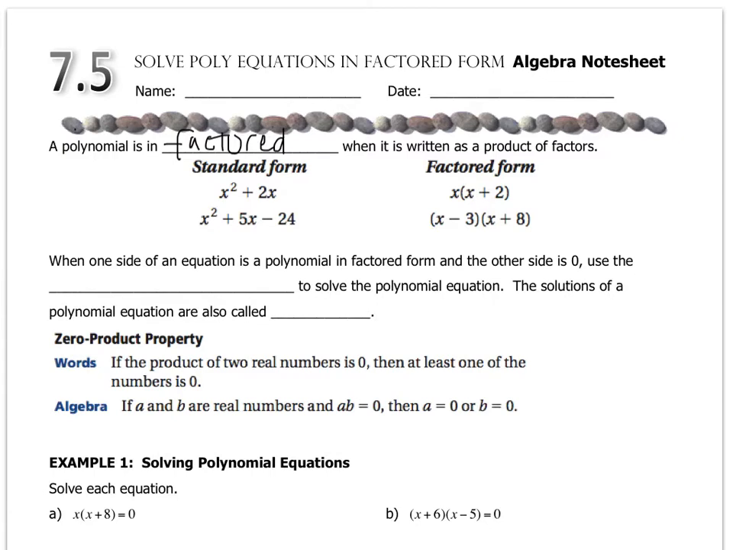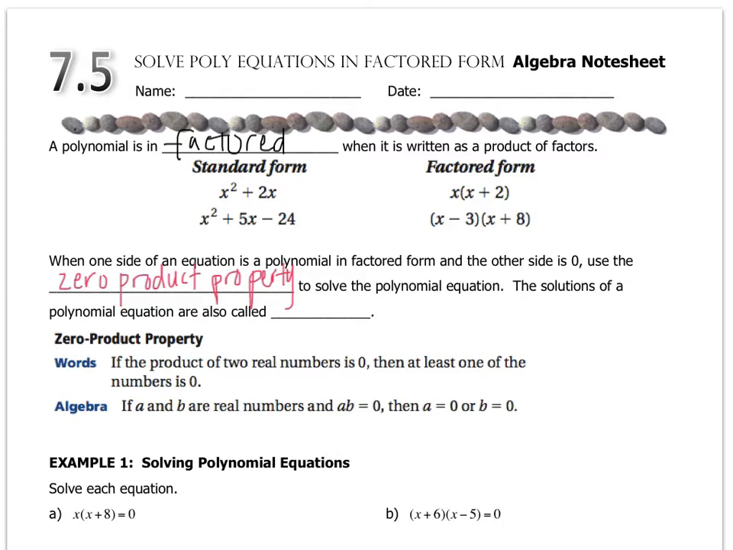We can turn polynomials into equations. As we get more advanced in our polynomials, we're going to be using them to solve realistic situations. And when one side of an equation is a polynomial in factored form, and the other side is 0, you're going to use this thing called the zero product property. The zero product property is actually something that's more logical than it might sound. It's something that you've dealt with all the time.